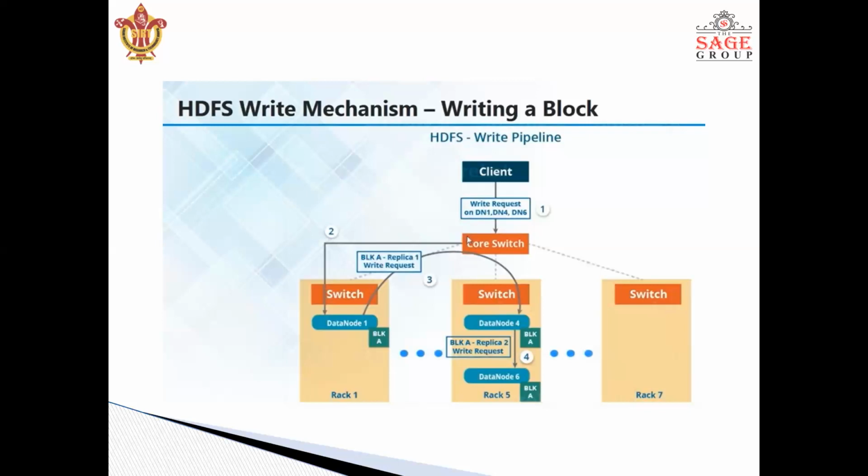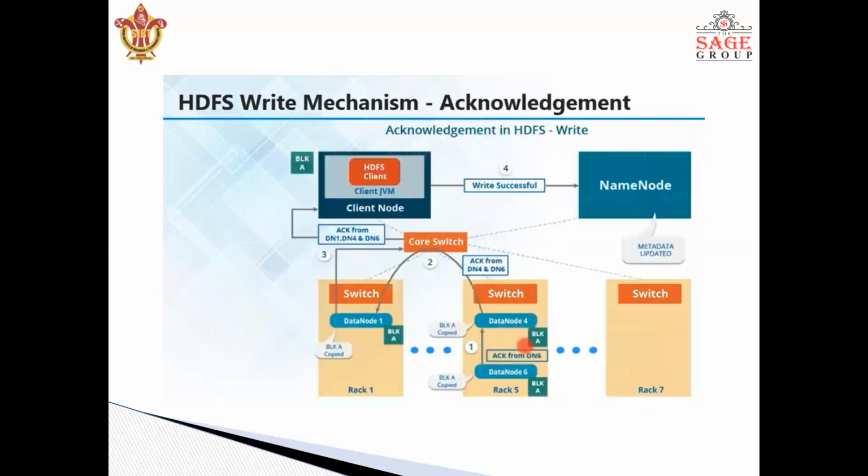After that, the next step is a series of acknowledgements. So this is the write mechanism, the process of writing a single block onto the 3 data nodes, because our replication factor is 3. Now, after writing a single block, all these 3 data nodes will send the acknowledgement message. We have a pipeline, and we have written our blocks onto the data nodes that we wanted to, and the acknowledgement will take place in the reverse order of the writing.